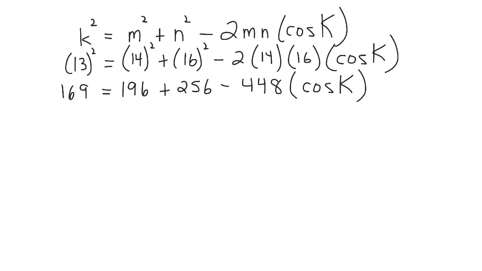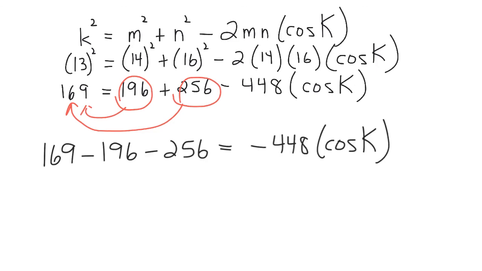Next, we want to collect like terms. So that means 196 and 256 are going to move over to the left-hand side of the equation, and the minus 448 cosine K is going to stay where it is on the right-hand side. That'll leave us with 169 minus 196 minus 256, which is equal to negative 448 multiplied by the cosine of K. I'm going to perform the subtraction on the left-hand side of my equation, and that's going to give me negative 283.